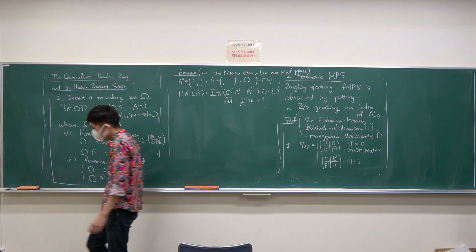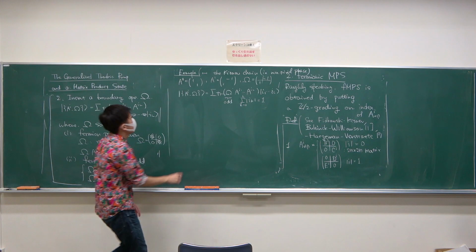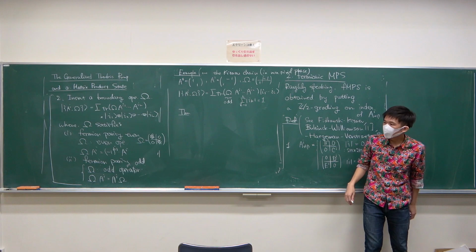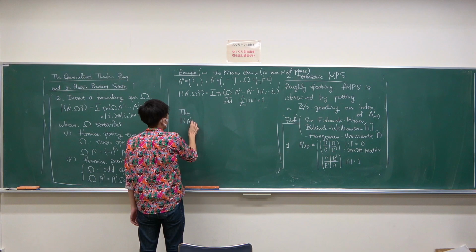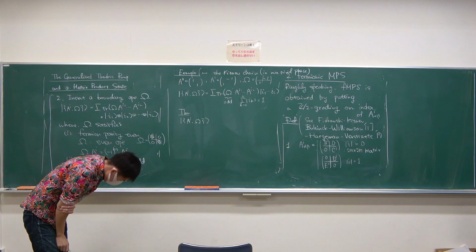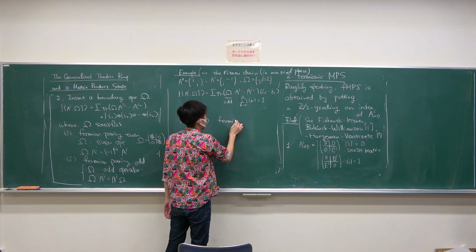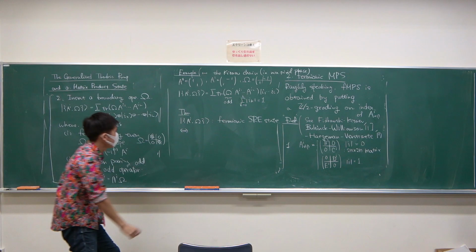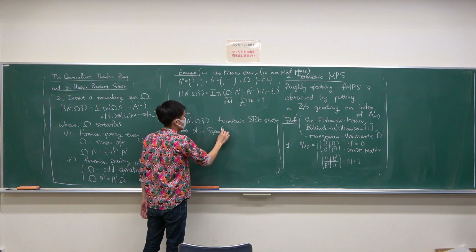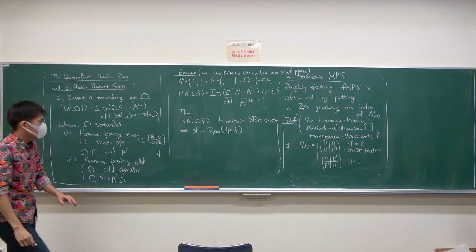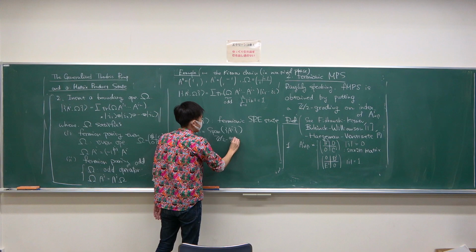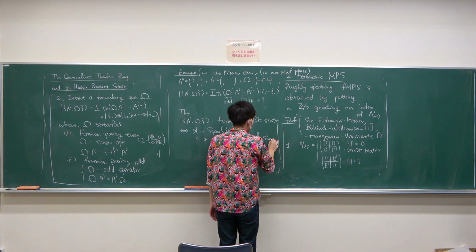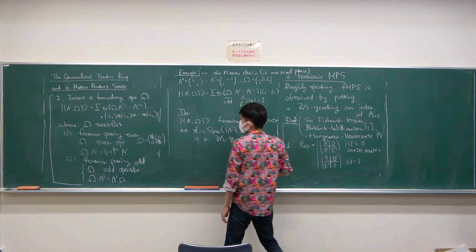And there is also a very interesting theorem about the relationship between short-range entangled states and fermionic matrix product states. So let the state defined by A_i and omega be a matrix product state, and this is a fermionic short-range entangled state, SRE state, if and only if the algebra generated by A_i, this algebra, is a Z-mod-2 graded central simple algebra. This is a generalization of the theorem I explained in the previous section.